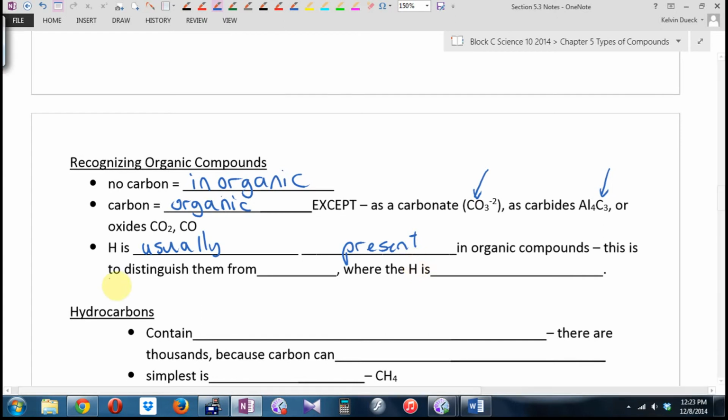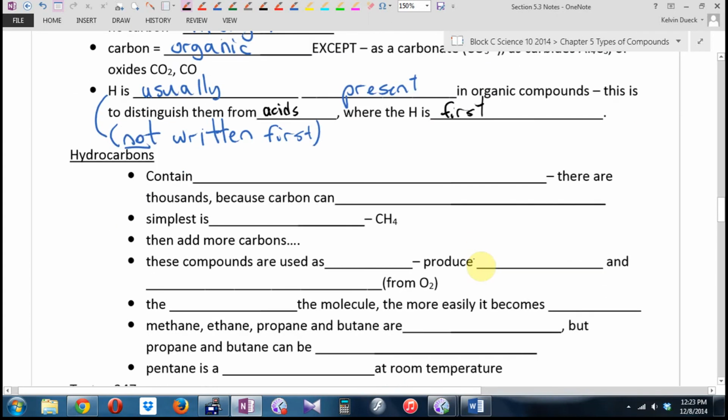By the way, H is not written first. Why wouldn't we want to write it first? In what type of compound have we put an H first traditionally and used that to recognize what it was? Okay, so this is to distinguish it from acids, where the H is first. Not written first. If you see a C and an H, we're good.